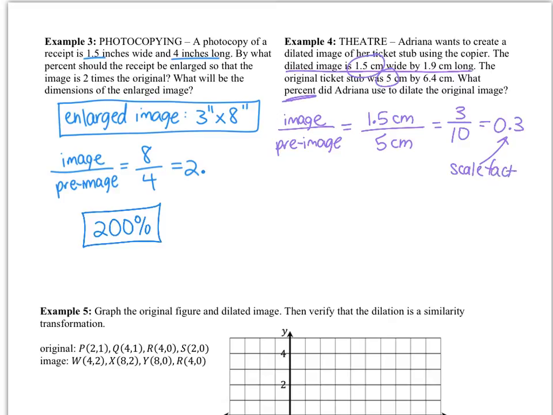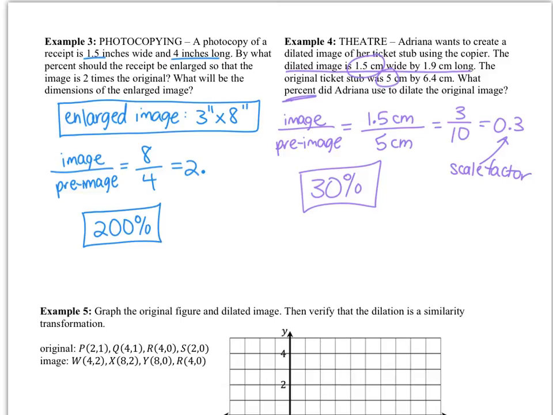which means it's a reduction, which makes sense because we had a result that was actually smaller than what she had. And so it's actually a reduction here. So what percent did she use to dilate the original image? Well, what's 0.3 as a percent? It is 30%. So this one was a reduction.